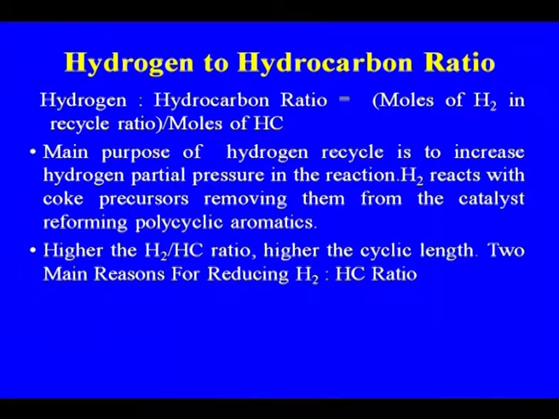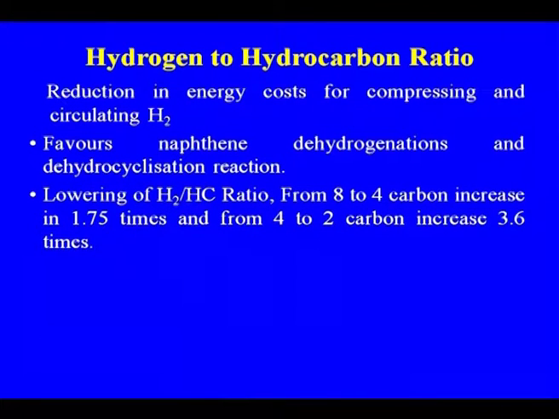Two main reactions for reducing the hydrogen to hydrocarbon ratio. This is also another effect of the hydrogen to hydrocarbon ratio: reduction in the energy cost for compressing and recirculating hydrogen, and it favors naphtha dehydrogenation and dehydrocyclization reactions. Lowering the hydrogen to hydrocarbon ratio from 8 to 4 carbon increases it 1.75 times, and from 4 to 2 carbon increases it 3.6 times.